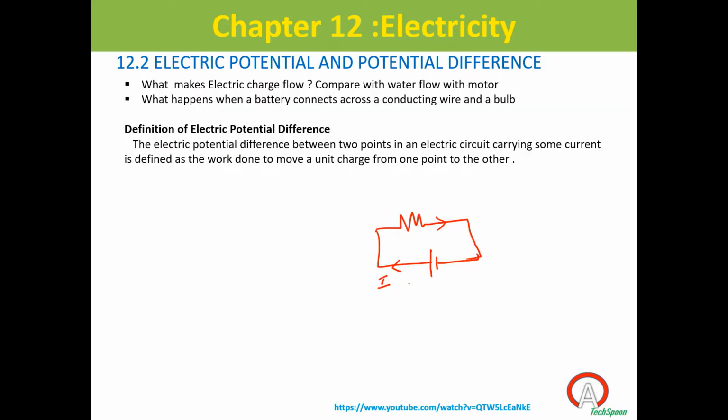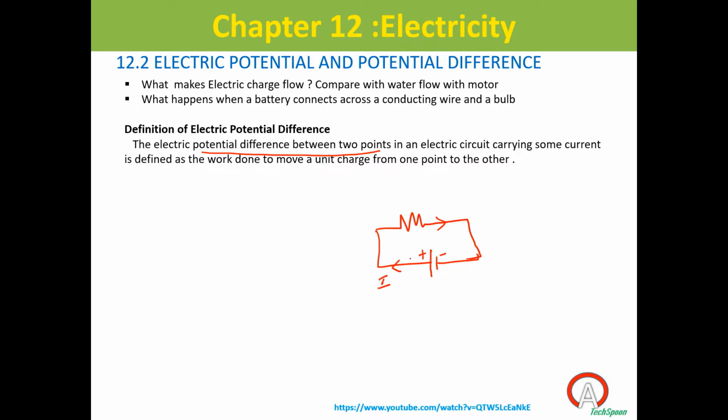So what makes the electron flow? Electron flow is the current, right? What makes the electron flow? That is the potential difference between the 2 points. Which are the 2 points? These are the 2 points, positive terminal and negative terminal. So electric potential difference between these 2 points in an electric circuit carrying some current is defined as the work done to move a unit charge from one point to the other.